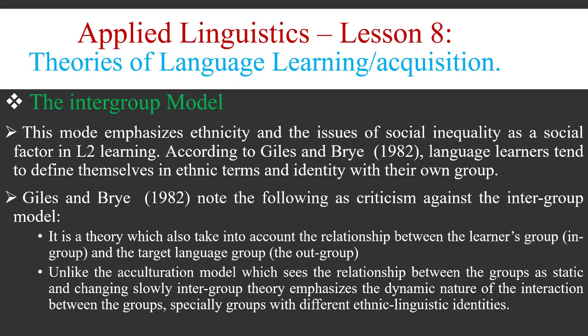So this model sees social inequality and ethnicity as a social factor. Okay, so issues like ethnicity and social inequality as a social factor in L2 learning. Okay, so according to these two applied linguists, Giles and Bourhis, language learners tend to define themselves in ethnic terms.